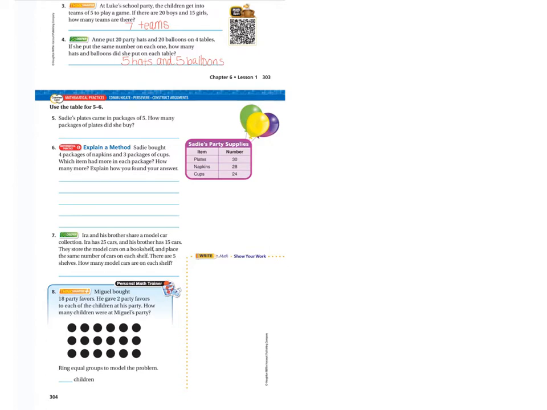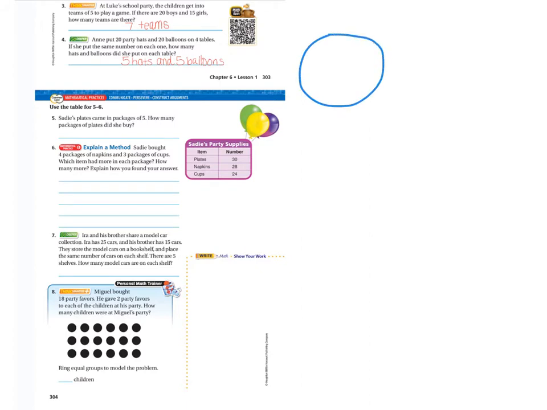In order to figure out how many plates Sadie needs, I need to look at this table. Right here it says plates. The number she needs is 30. So if they come in packages of 5, we're trying to figure out how many packages she should buy. So when I do this, I'm going to make groups of 5 until I get to 30.